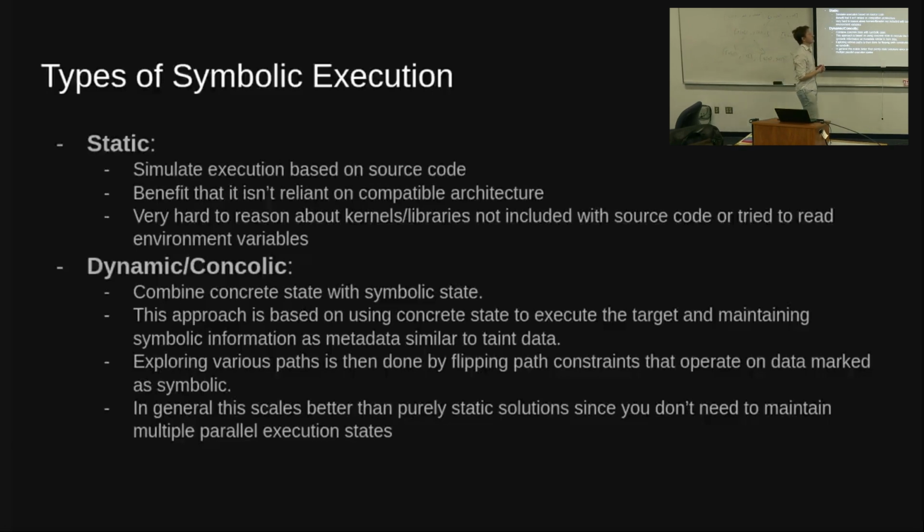It has some benefits in that it isn't relying on compatible architecture. If you have C code that's meant to run on ARM, x86, MIPS, whatever, as long as you have the source code, you can run it. It doesn't need to be compiled for a specific architecture. But it also has a lot of downsides. It's very hard to reason about things like kernels or libraries that aren't included with the source code, or things like reading environment variables. Since everything is static, all this information that you can't easily get through the source code suddenly gets very hard to reason about.